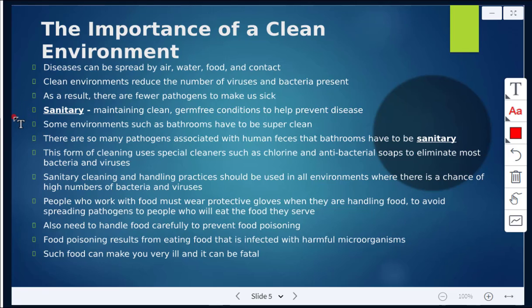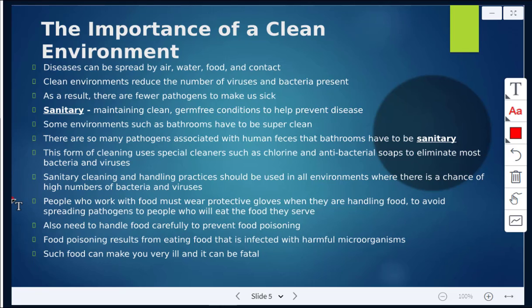So some environments, such as bathrooms, have to be super clean. The reason being, there are many pathogens that are associated with human feces. So bathrooms have to be sanitary, meaning maintaining clean, germ-free conditions to help prevent disease. So for this form of cleaning, usually there are special cleaners such as chlorine and antibacterial soaps to eliminate most of the bacteria and viruses. Sanitary cleaning and handling practices should be used in all environments where there's a chance of high numbers of bacteria and viruses.